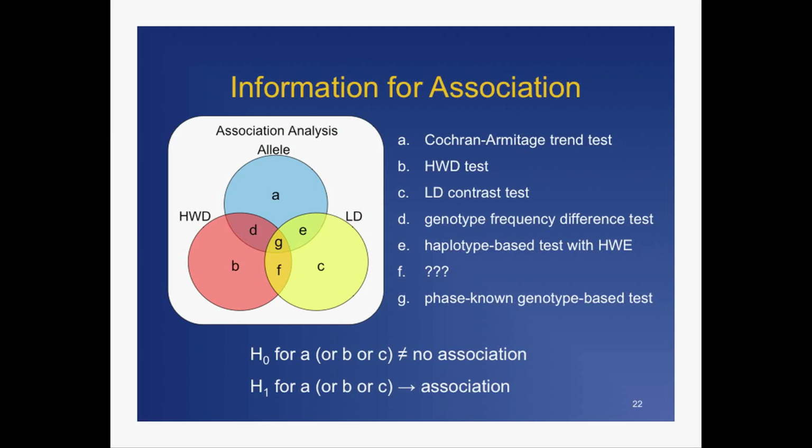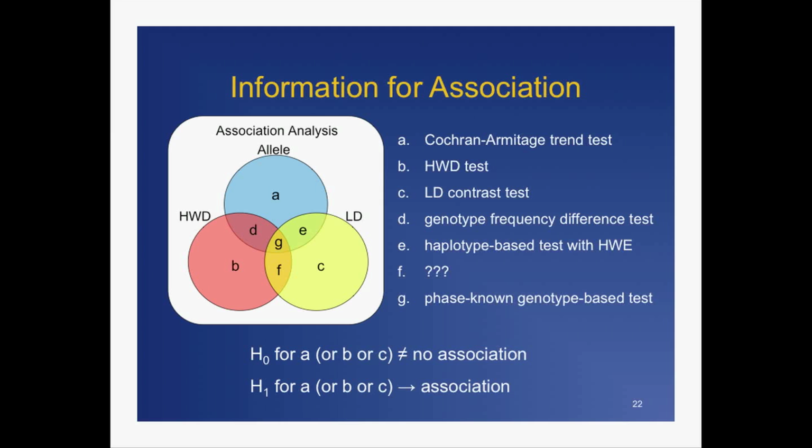Okay, so this is a nice, very quick diagram. You can see, this is what people have been doing. If they look at the allele frequency difference, they use what's called the Cochran-Armitage test. If they look at this one here, they look at the contrast of Hardy-Weinberg disequilibrium between cases and controls. Here you look at the LD contrast, down here, and then you can put the two together, that's here. When you put these together, you look at the genotype frequency difference tests.